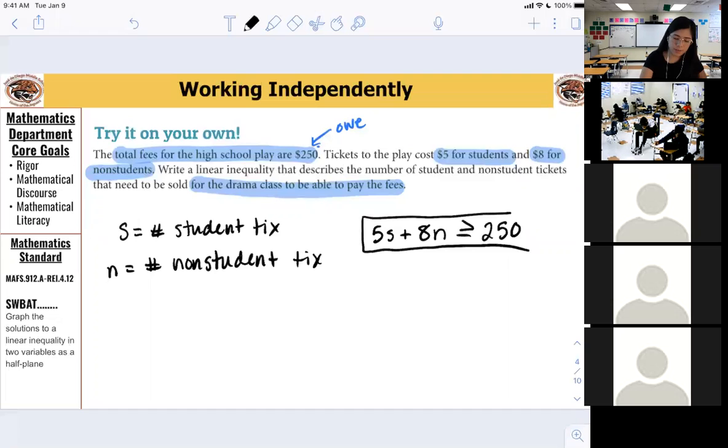So there is our final answer. Do I have questions on this one? No. Not too bad, right, so far?